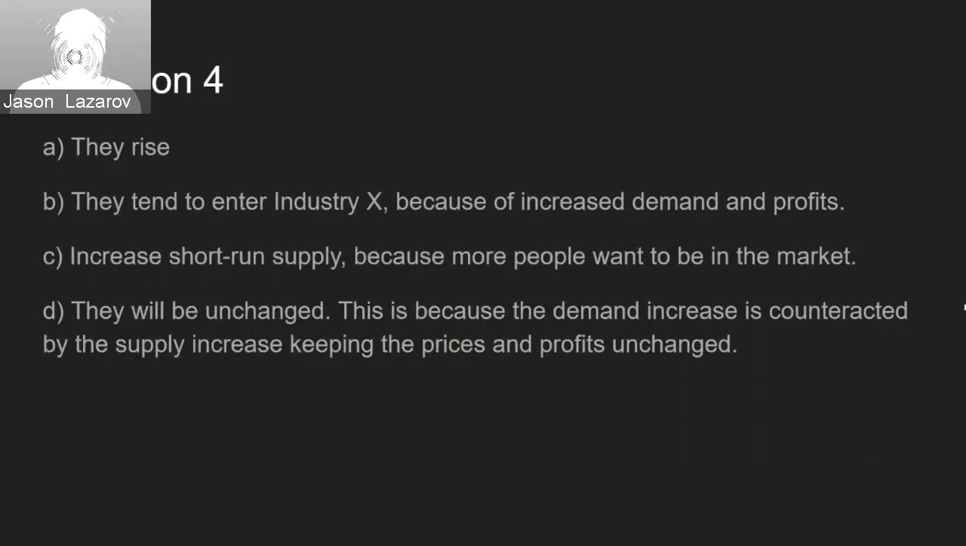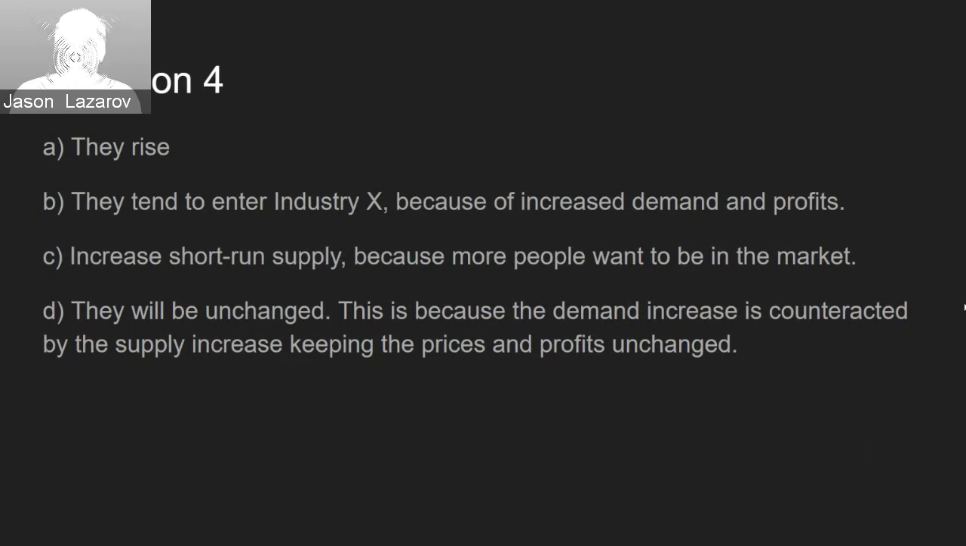For question 4, if demand rises in industry X, then so too would its profits. That would be for part A. For part B, when this happens, firms, workers, and capital will tend to enter into industry X because of increased demand and profit.